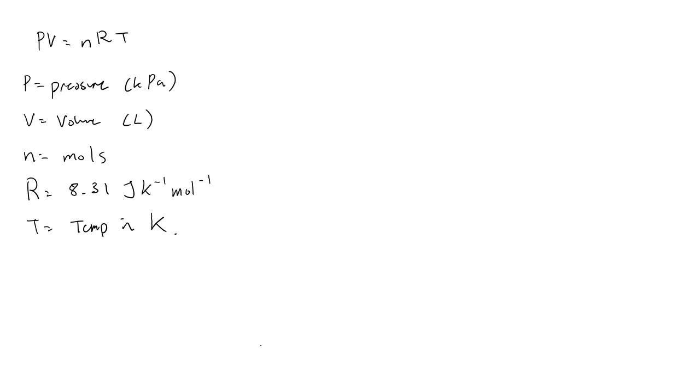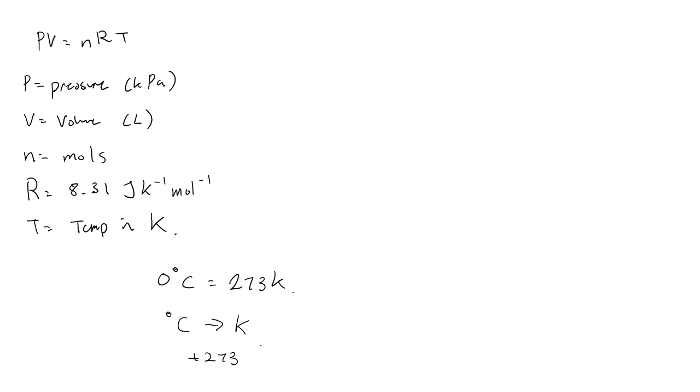Now you should be familiar with pressure, volume, number of moles, just like Kelvin. So 0 degrees Celsius is equal to 273 Kelvin. So if you want to convert Celsius degrees to Kelvin, you just need to add 273 to it.